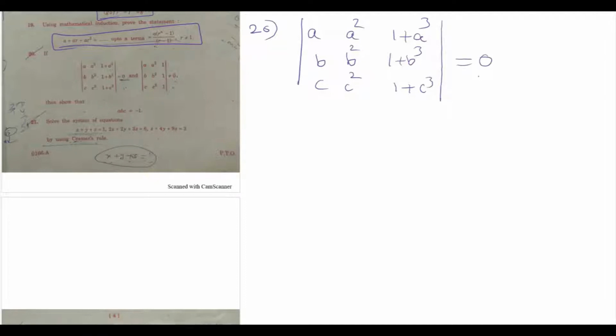Next is the 20th question. This is a question from matrices. Given that the matrix with rows A, A square, 1 plus A cube; B, B square, 1 plus B cube; and C, C square, 1 plus C cube equals 0, we need to prove that ABC equals minus 1.